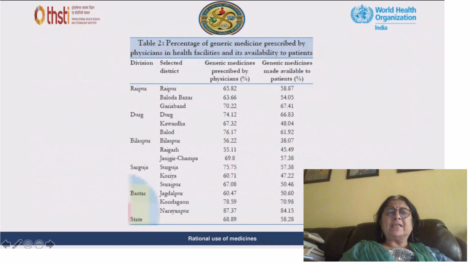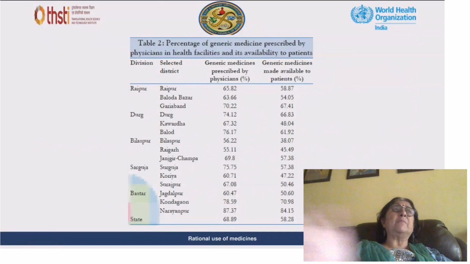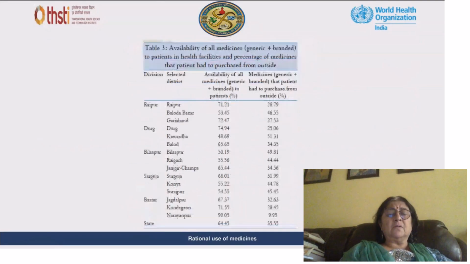Only 65% of the drugs were prescribed as generic medicines, and out of which 58% were made available to the patients. That is not really a good number. You should have 100% made available to the patients. And almost as much as possible should be prescribed as a generic and not as a branded preparation.